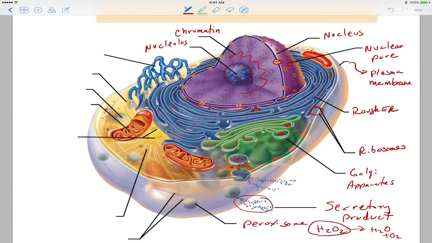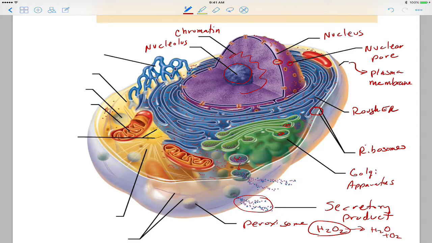Your book does mention that alcohol and some other poisons are detoxified here. That is something new that's just being brought out. Other organelles were thought to detoxify alcohol, but we'll go ahead and just say that for right now, peroxisomes are involved in the production of hydrogen peroxide, and then that's decomposed into water and oxygen gas. The peroxisome gets its name because of the hydrogen peroxide.